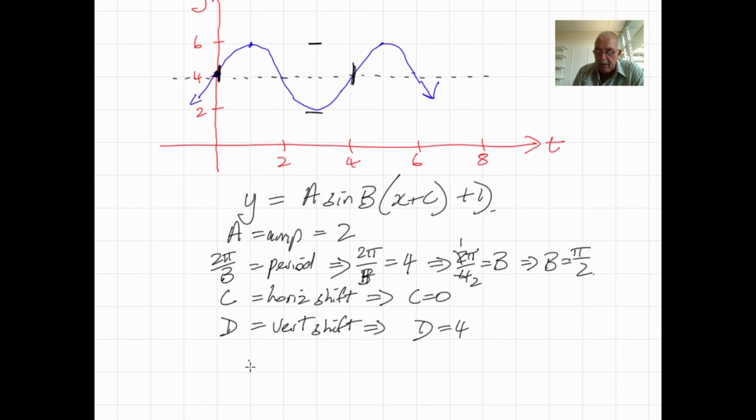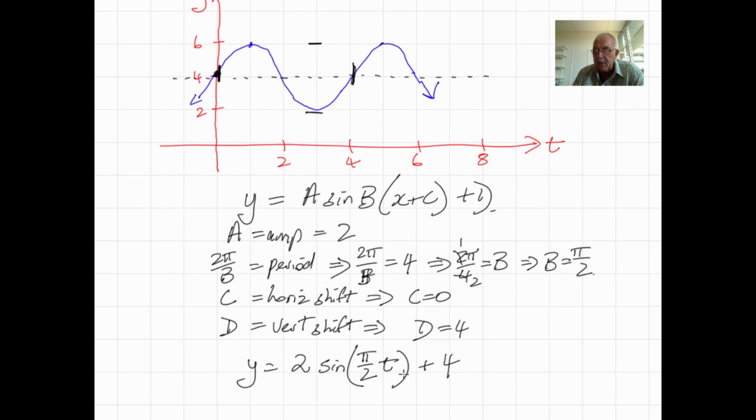So we've got y equals a, which is 2, sine b, which is pi on 2, t, because we've got something in terms of t here, so instead of x we will have a t there. C is equal to 0, and then d will be equal to 4. So this graph up here is best explained by that formula or equation.